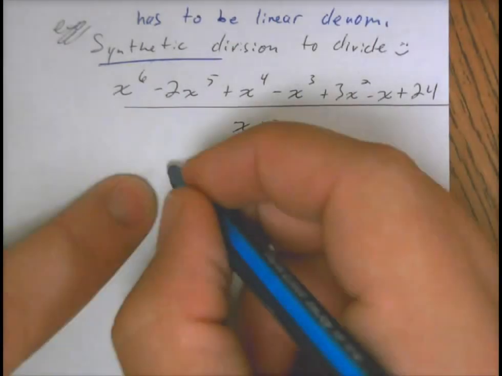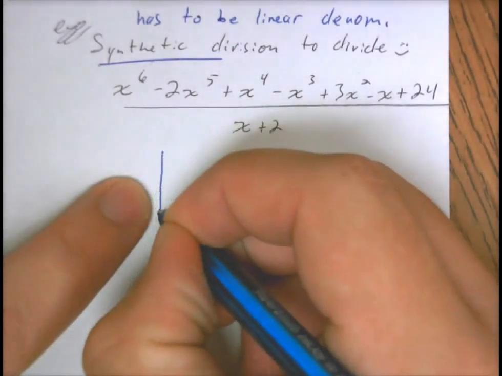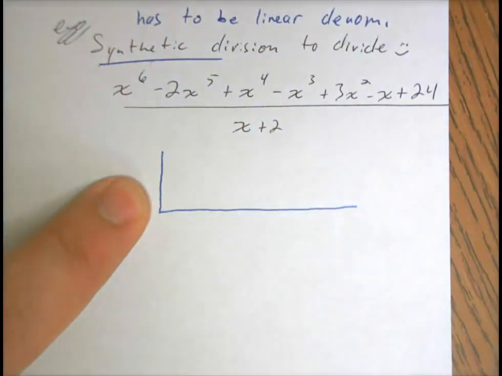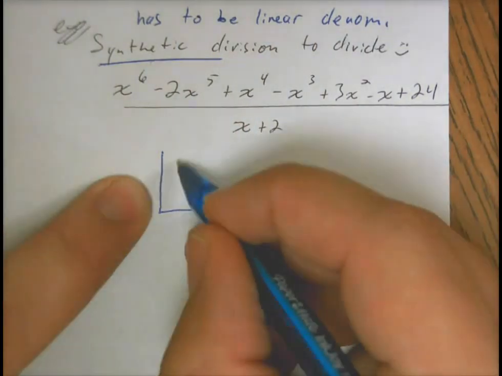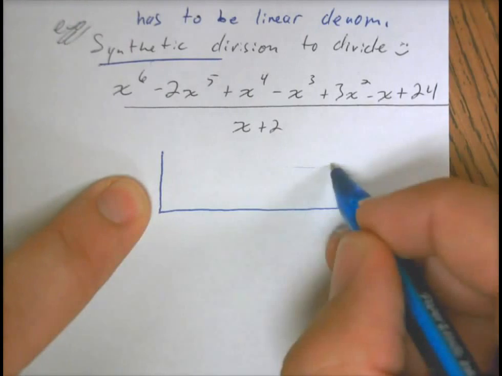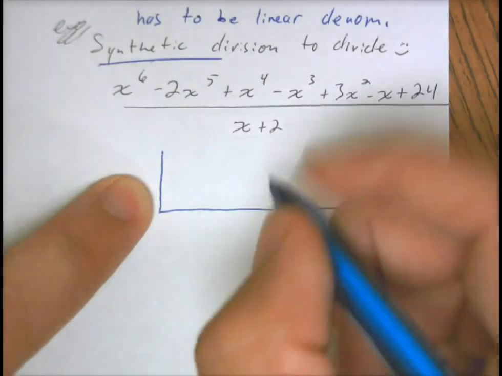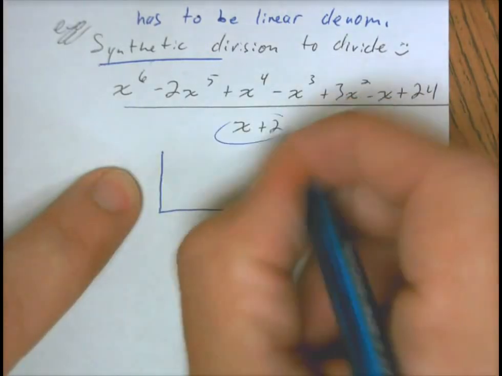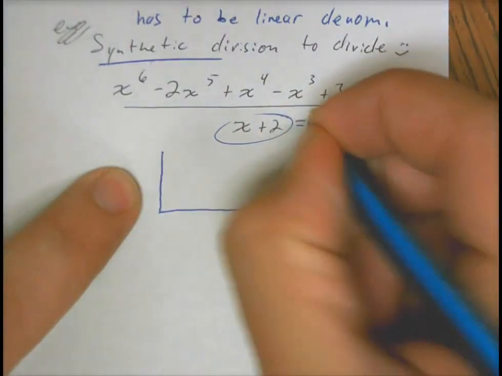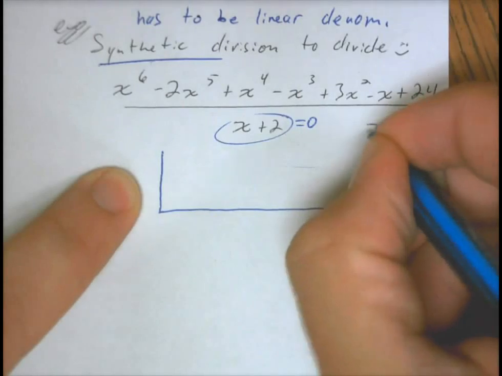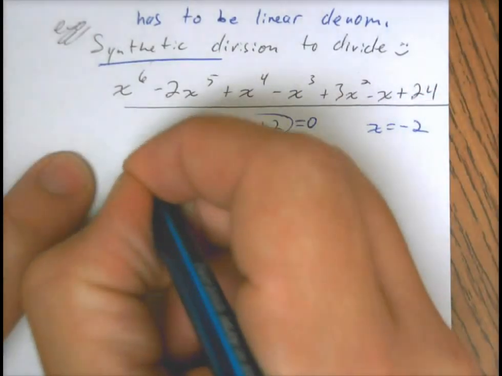Okay, this is going to look a little weird, but this is a division bar kind of upside down. You need to leave space for 2 lines of numbers. There will be a line of numbers on the top, a line of numbers on the bottom, and then some more numbers down here. The number that you're going to put on the outside is the zero of your x plus 2. So x equals negative 2, so I put a negative 2 on the outside.